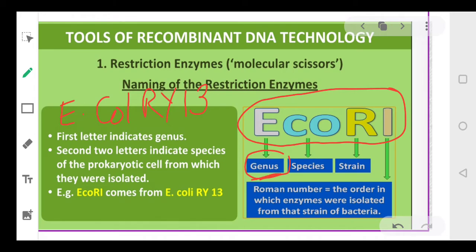Co has been derived from the species, and R has been derived from the strain, and this one is a Roman number. This Roman number indicates the order in which enzymes were isolated. Suppose from E. coli RY13, 10 enzymes have been identified. This Roman number will tell the order in which this enzyme has been identified. So the first letter designates the genus, the second and third letters designate the species, the fourth letter designates the strain, and the fifth, in Roman numerals, designates the order in which this enzyme was isolated. Okay, everyone? I hope this much is clear to everyone.